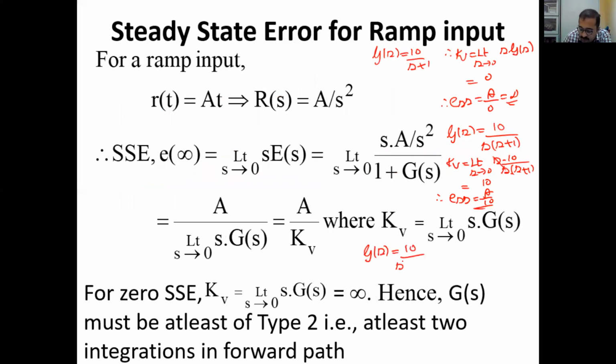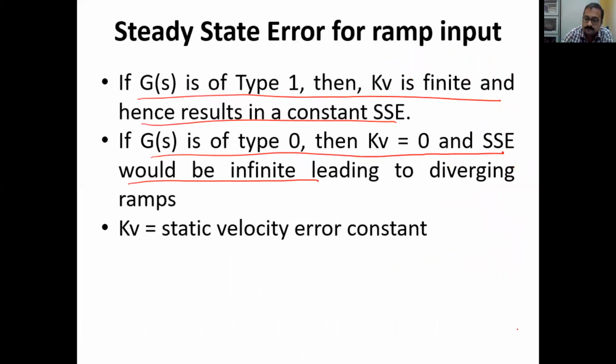Now what happens if g of s is type 2? 10 by s square into s plus 1. So what will be Kv? Limit s tends to 0 of s into 10 divided by s square into s plus 1. So one s and one s gets cancelled. As we apply the limit, it becomes something by 0, which is infinity. So what will be the steady state error? It will be A by infinity, which is 0. So as type number increases, the error will keep on reducing. So that is what is written here.